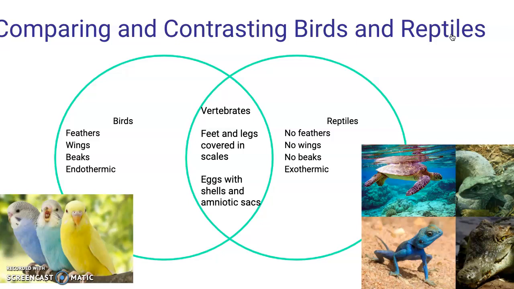However, reptiles do not have the feathers, wings, or beaks that a bird typically has. And unlike reptiles, which are exothermic and rely on the environment to keep itself warm or cool, birds are endothermic, which means that they're able to control their own body temperature with internal mechanisms.